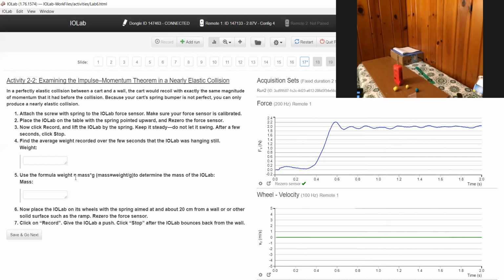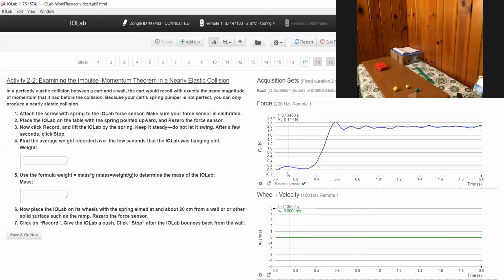Over here use the formula weight equals mass times gravity to calculate the mass. We got the weight, so mass is going to be weight divided by g, which is 9.8. Then you can place the IOLab about 20 centimeters from the wall. They don't want it much farther, just around 20 centimeters from the wall. Click on record, give the IOLab a push, and click stop after the IOLab bounces back from the wall. So let's do it.